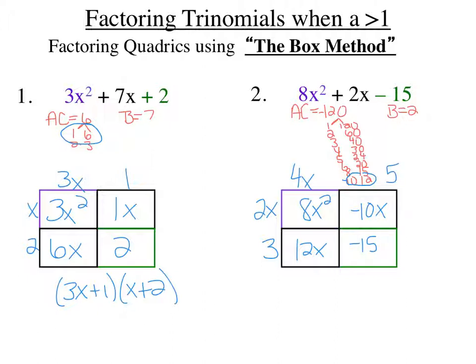Now, if the first box you come across in a row or a column has that negative, you actually pull it out. So because that first column down here had a negative, I take that out. I didn't take it anywhere else because it wasn't the first part of any of those. So my factors become 4x minus 5 and 2x plus 3 for this.